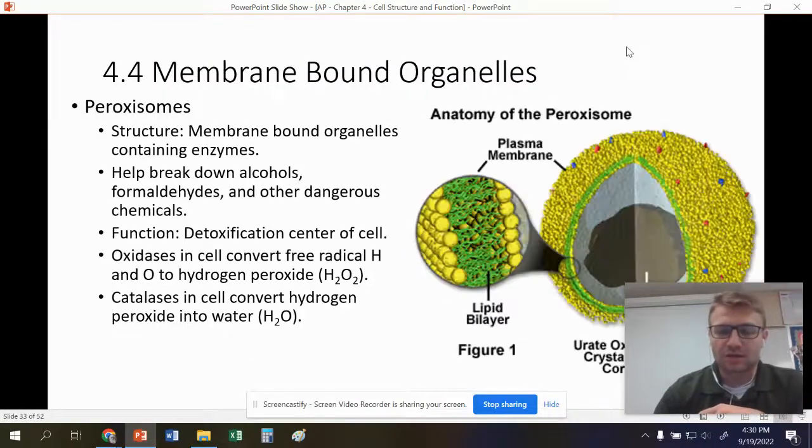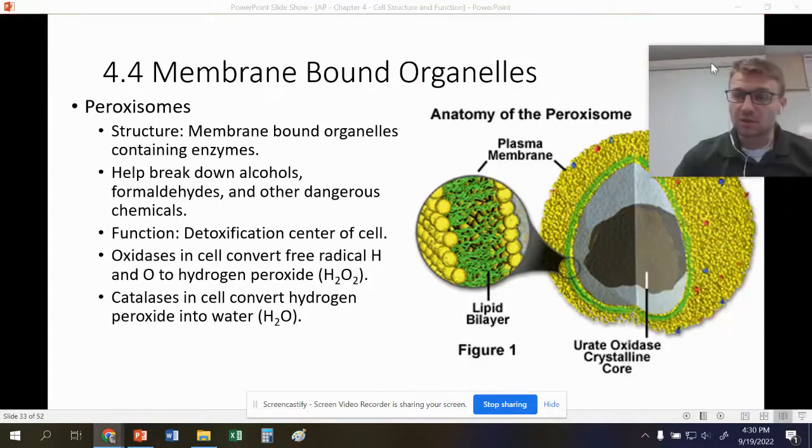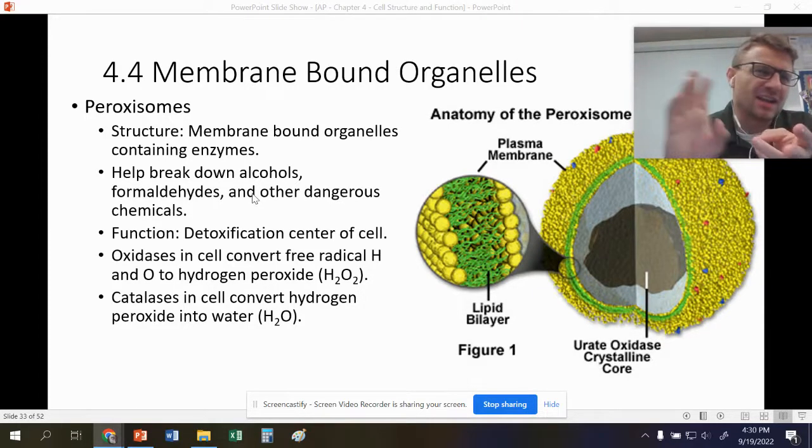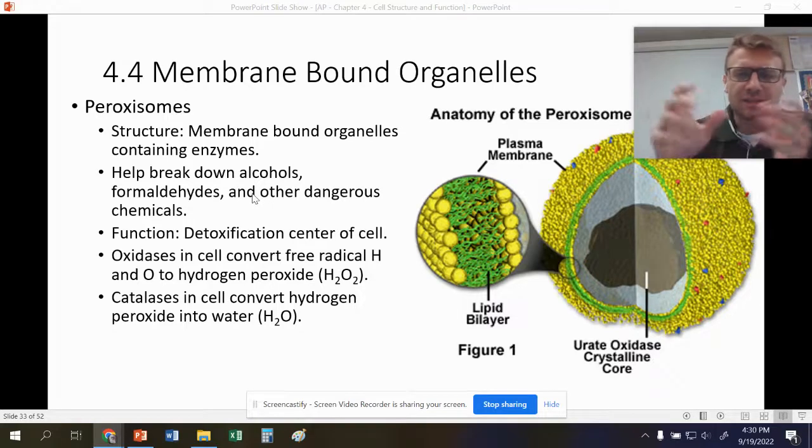Okay, peroxisomes. These are very similar to lysosomes. They have their own membrane that contains enzymes. These peroxisomes help break down alcohols, formaldehydes, and other dangerous chemicals. The difference is these ones specifically detoxify the cell.